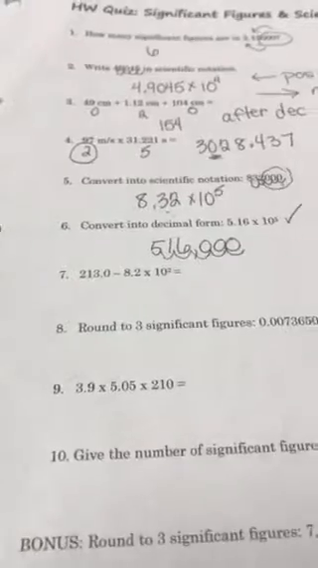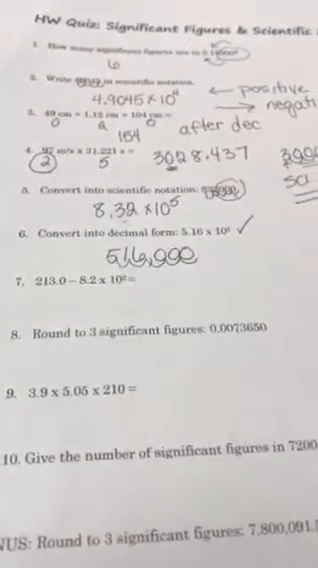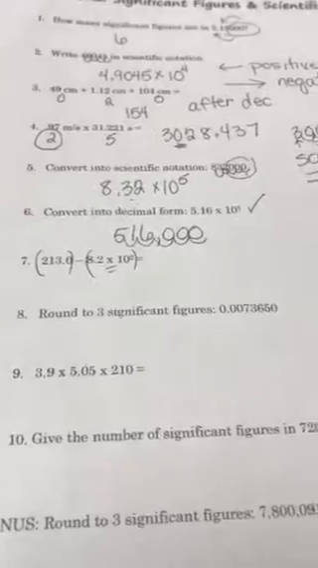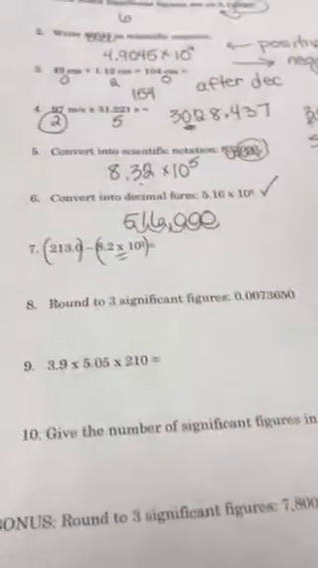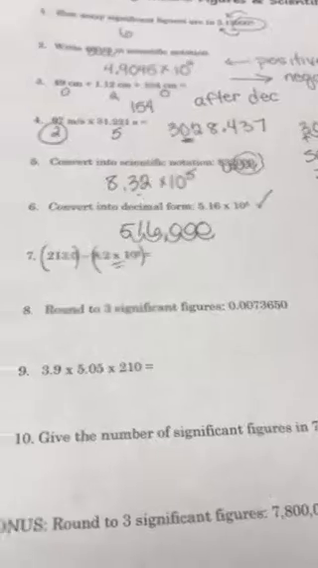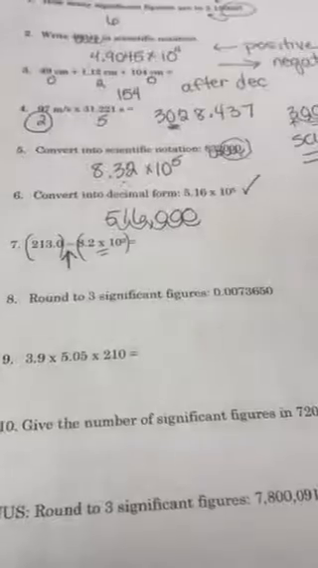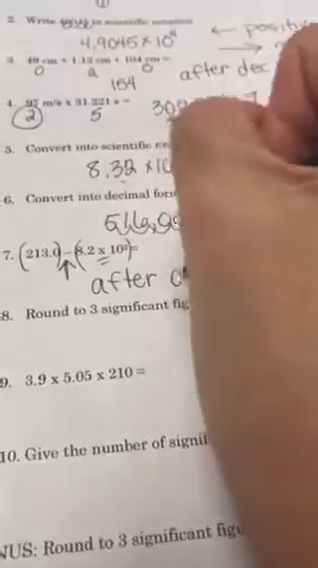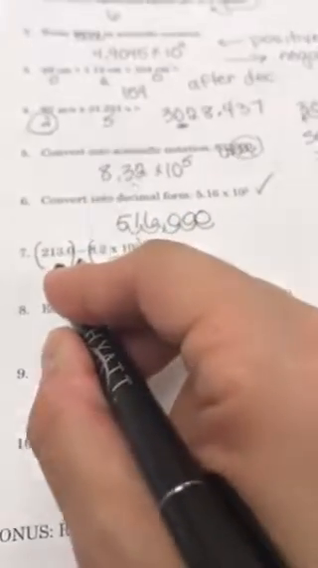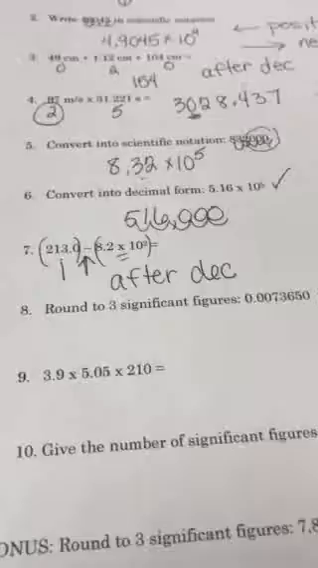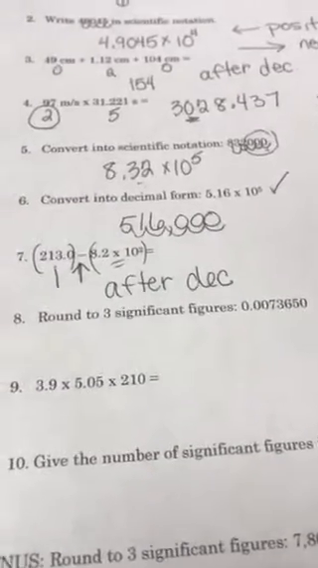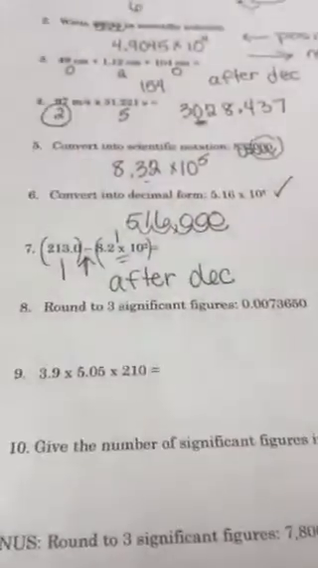Question number 7. I think this one threw some people off because we have 2 numbers, and they were looking at this as a multiplication problem, which really was part of the 8.2 times 10 to the second. So it was a number written in scientific notation. So then it's not a multiplication problem, it's actually a subtraction problem, which means we're looking at what is after the decimal. Looking at this first one, 213.0, we have one number after the decimal point. 8.2 times 10 to the second, one number after the decimal point.